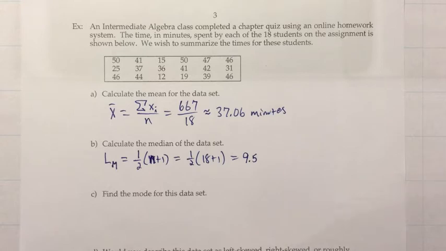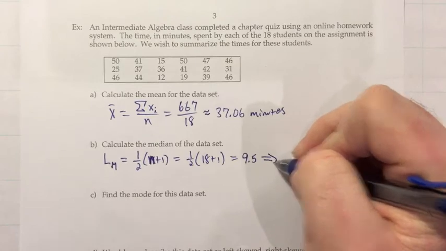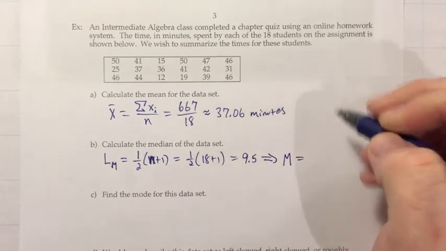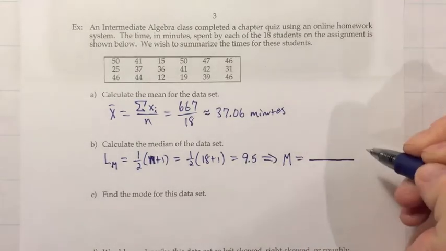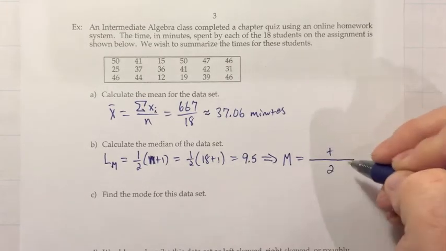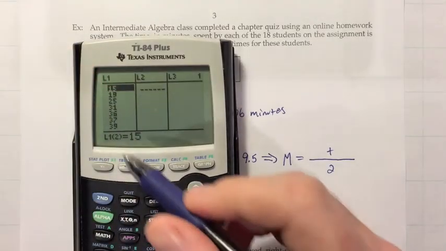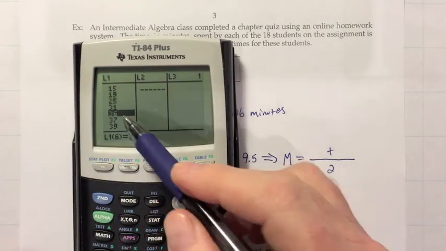So if that was a whole number like 9, it would mean the median was the 9th number. If it was a whole number like 10, it would mean the median is the 10th number. When it's a decimal, what you need to do to find the median is average the 9th and 10th values. So we want to find the 9th number here, 10th number there, and then divide those by 2. So one of the things that's nice about having done this on the calculator is any value that's highlighted is numbered.